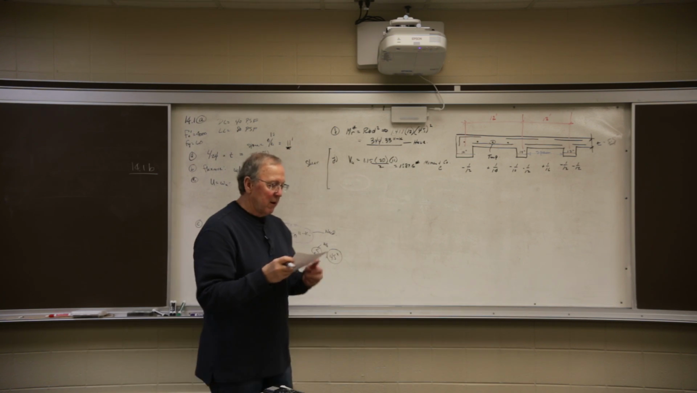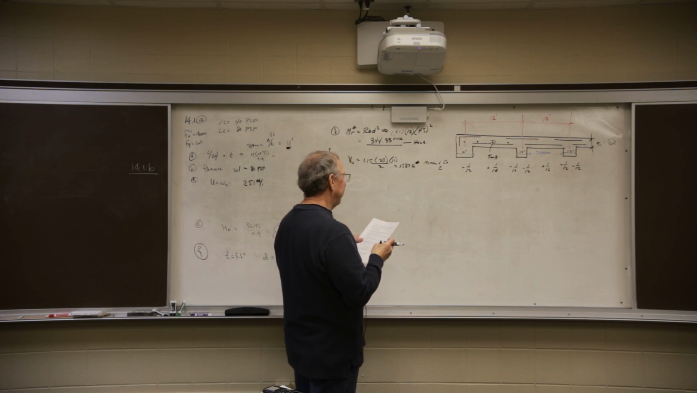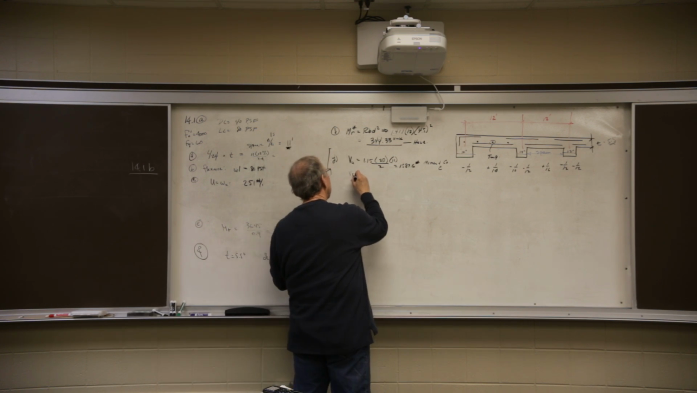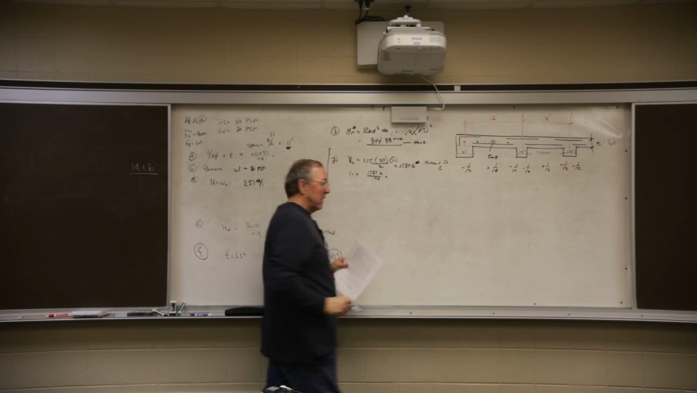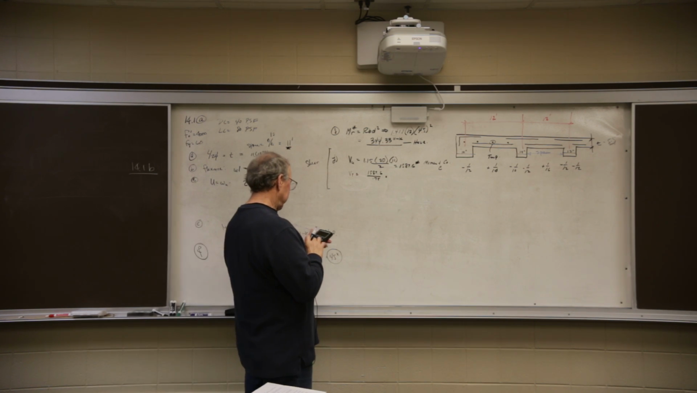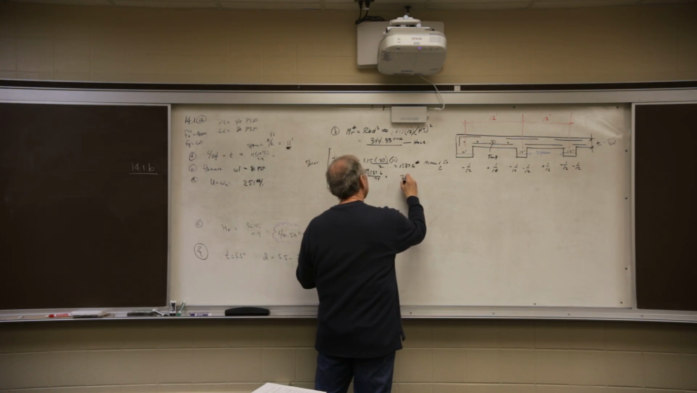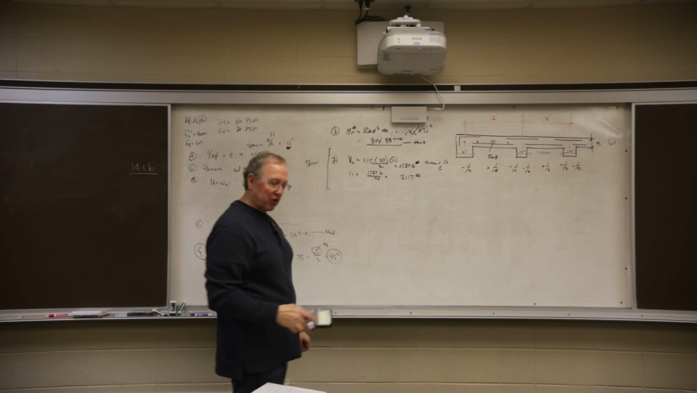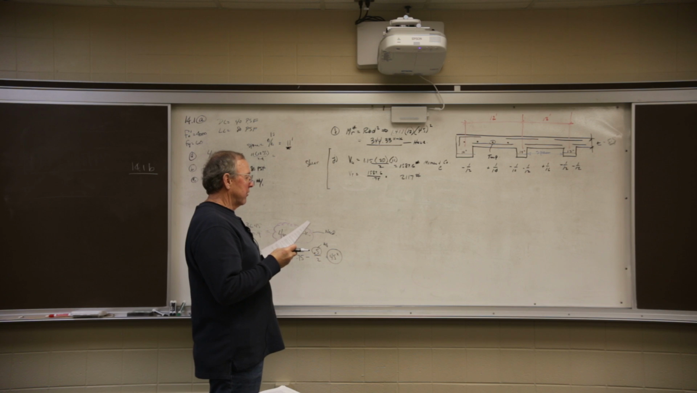Same letter, one more step. Divide this by 0.75. Once again, that's the resistance factor. Divided by 0.75, that's 2117. So there's the shear that exists at the worst possible place in that particular section.